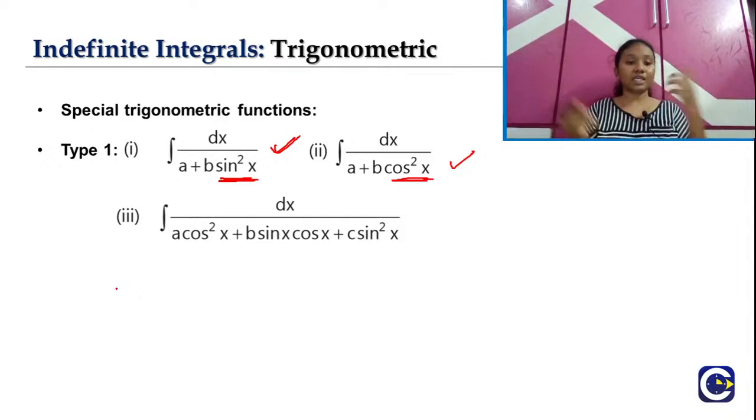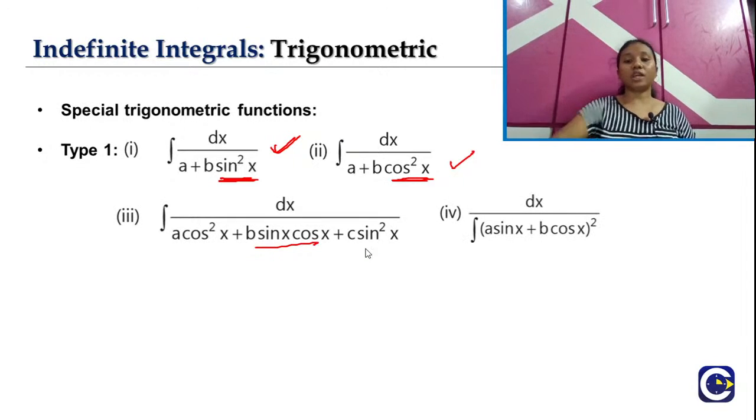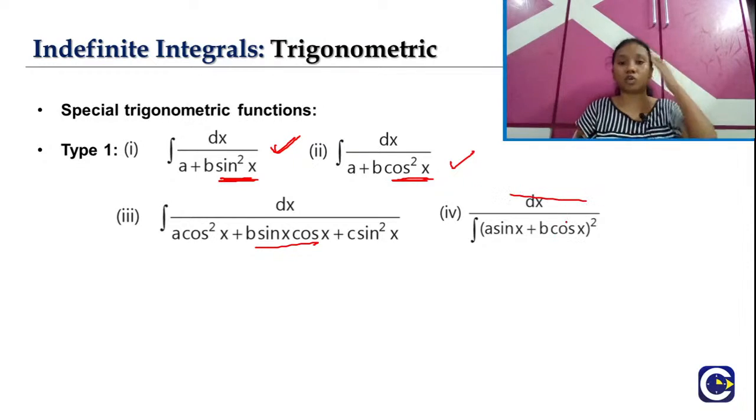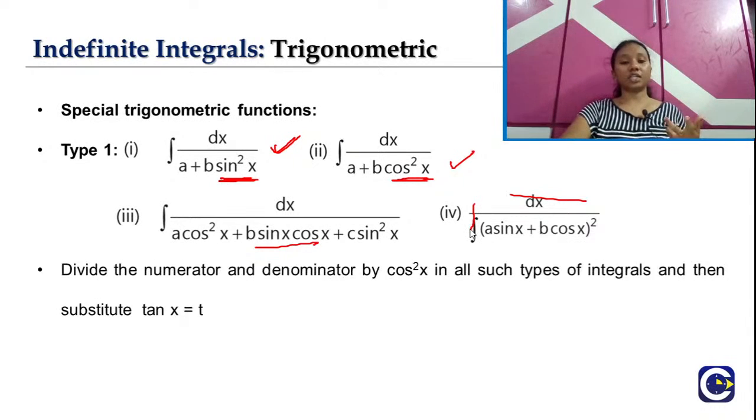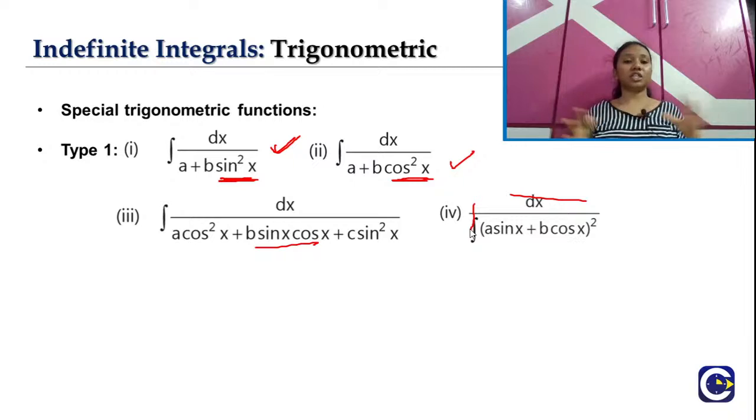The third form can be a combination of both sine and cos functions, which is dx by a cos square x plus b sine x cos x plus c sine square x. Or it can be of another form, our fourth form, the integration of dx by a sin x plus b cos x whole square. So our type 1 involves 4 different forms of functions, inclusive of sine and cos functions.